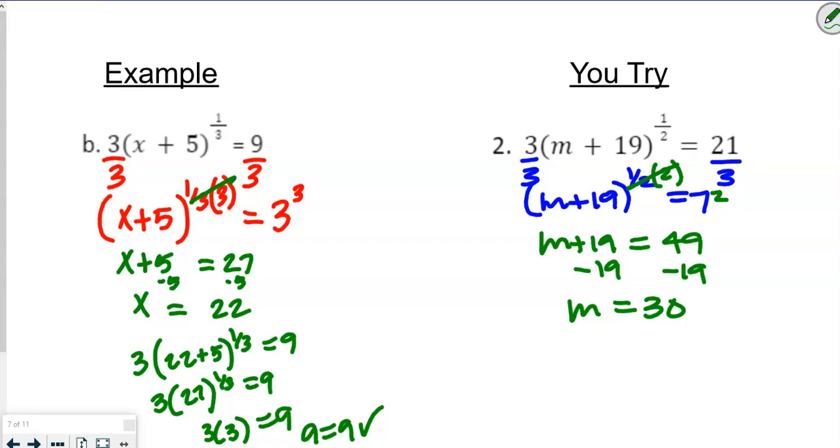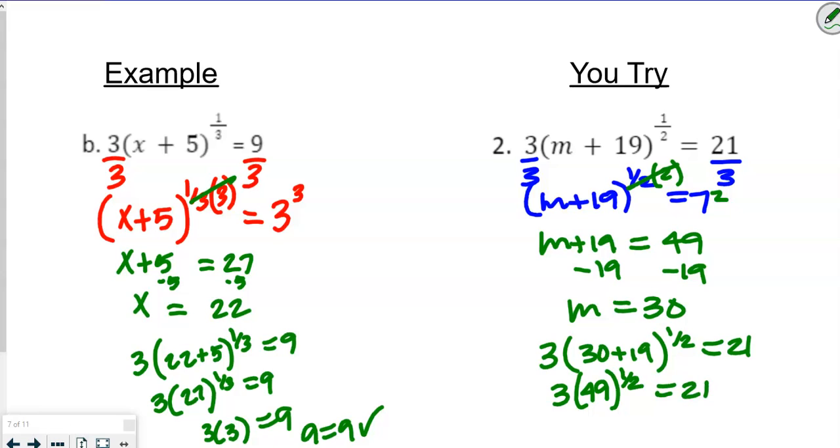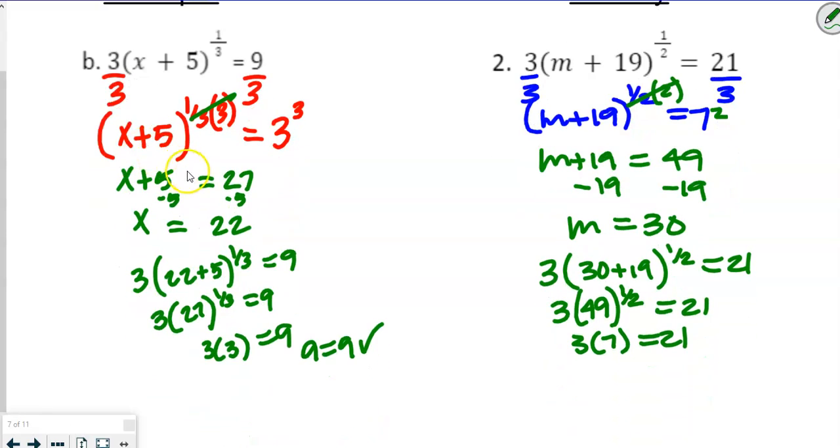Because it's a square root, because it's to the 1/2 power. So this is going to be 3 times 30 plus 19 to the 1/2 power. Remember, that's just a square root. So this is really going to be 3, and that's 49. And you can do that in your calculator to the 1/2 power. That's the square root of 49. So that's what? 3 times 7 equals 21. So 21 does equal 21, right?